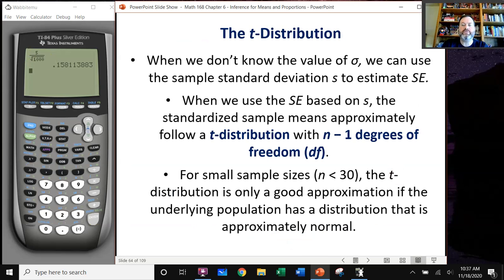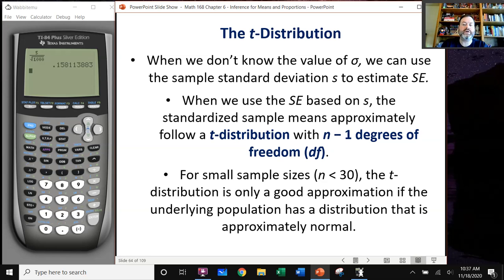Now, when we don't know the value of sigma, we can use the sample standard deviation s to estimate the standard error. When we use the standard error based on s, the standardized sample means approximately follow a t-distribution. So this is a new distribution we haven't seen yet, with n-1 degrees of freedom.